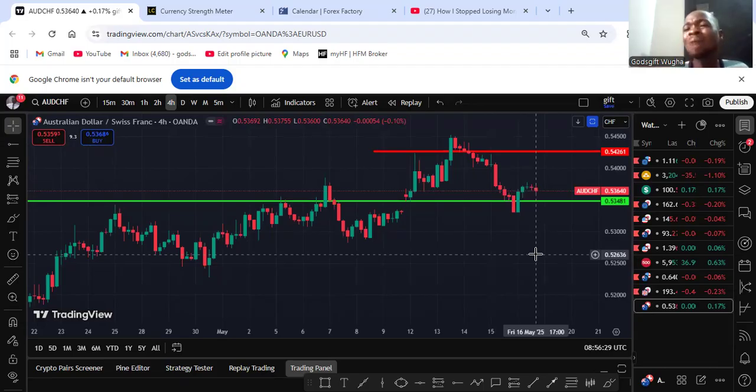Sometimes I will just look at it and tell my mentees that this market is going to reverse. They will say, how? And at the end of the day, the market will reverse. How did you know? This is how you were able to read the market, when you read the market from the story.